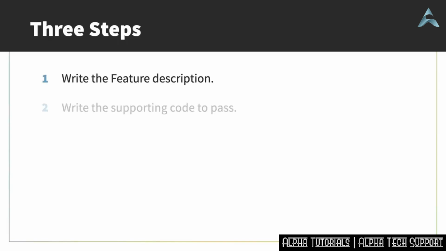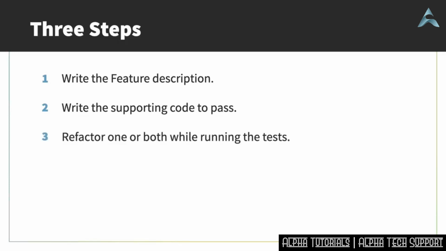Each time we build out a test, we'll do 3 steps. First, we write the feature description. Then we write the supporting code for it to pass. And finally, we refactor one or both while running the test continuously. Since we only want to confirm that we can successfully request data from GitHub, we're going to keep this as simple as possible, skipping authentication, authorization, testing read-write access, and many other things. Therefore, the easiest thing to test is to see if we can read the issues from a public repository.